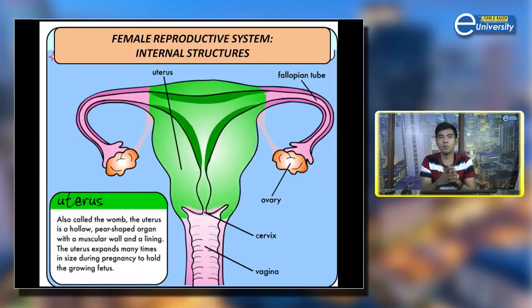While the uterus, also called the womb, is a hollow pear-shaped organ with a muscular wall and a lining. The uterus expands many times in size during pregnancy to hold the growing fetus.